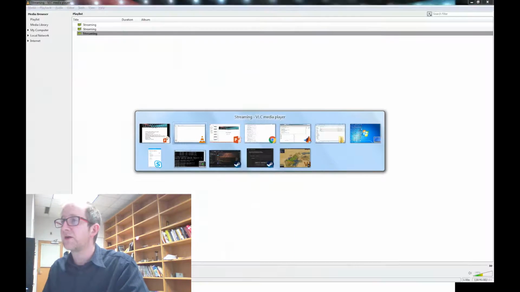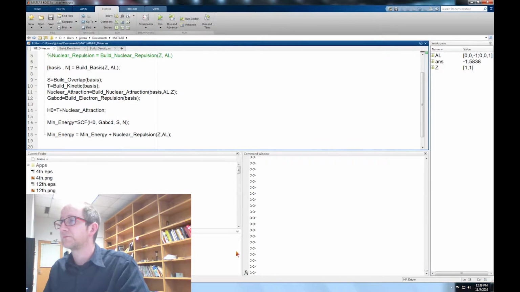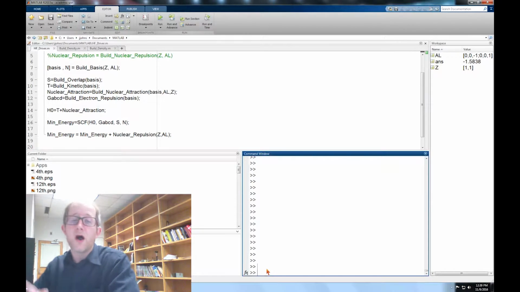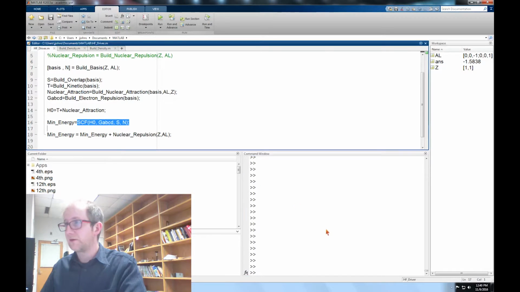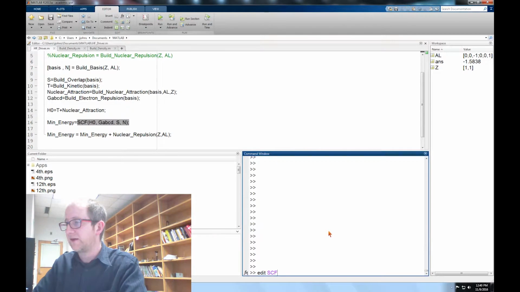So let's hop over into MATLAB and go ahead and get started. I'm going to start by writing the SCF routine first, and then we're going to go back and fill in a couple of different routines that we're going to need to add in afterwards. So let's start by doing the following: edit SCF.